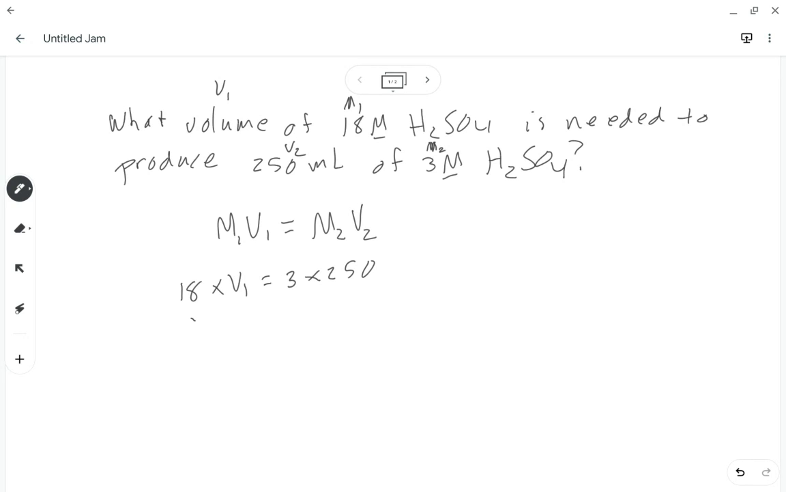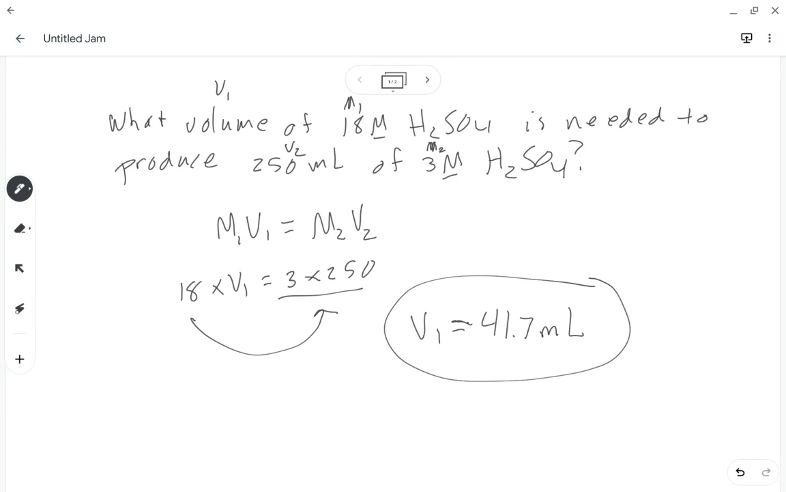So we're going to move the 18 to the bottom there. So V1 is going to equal 3 times 250 divided by 18, which is 41.7 milliliters.